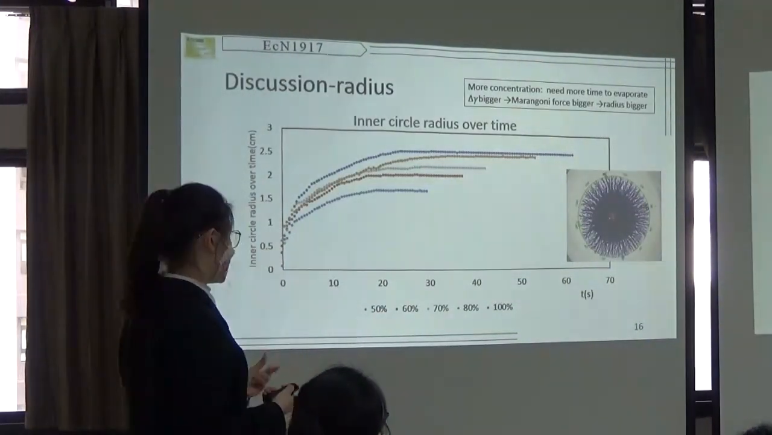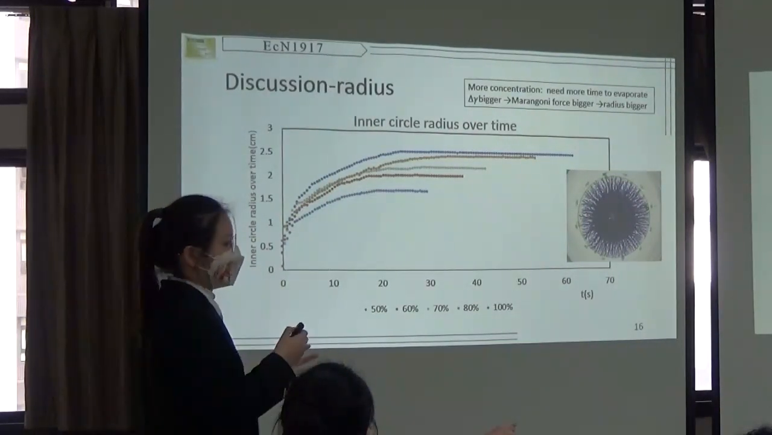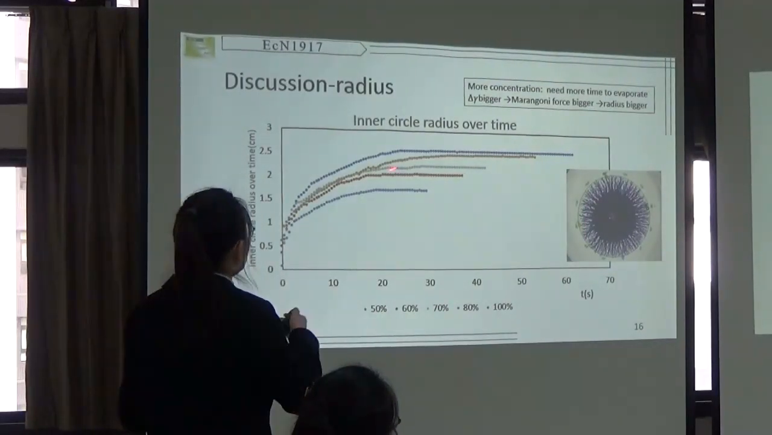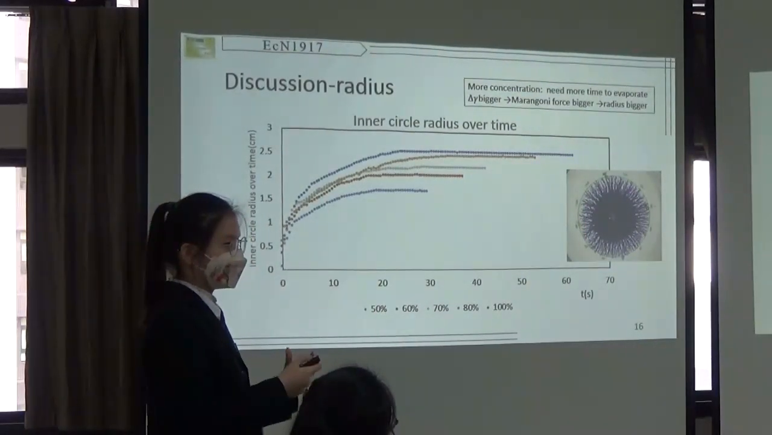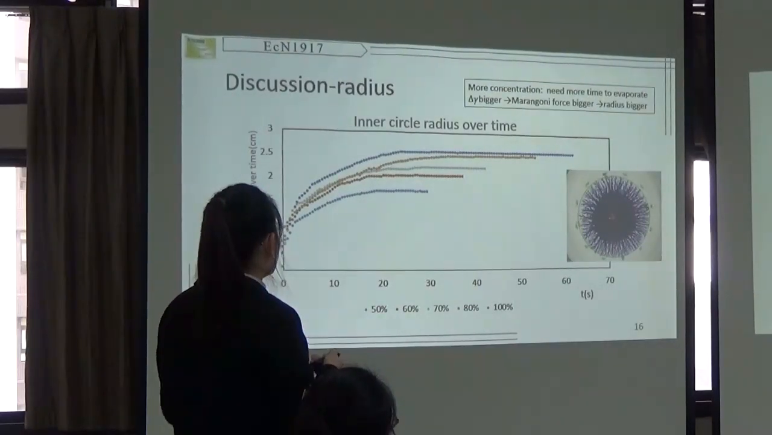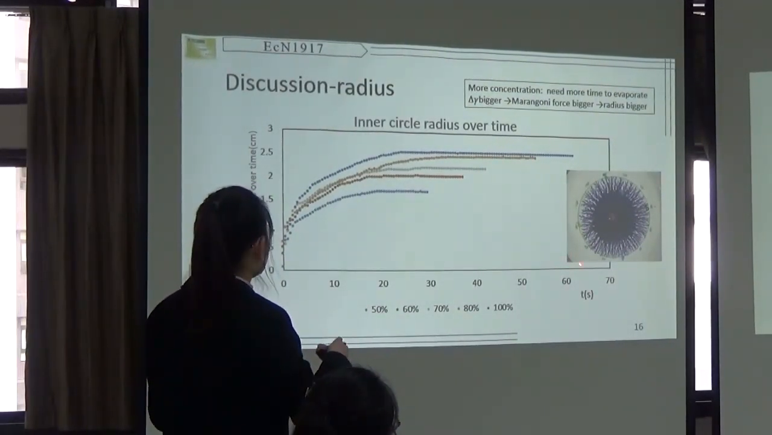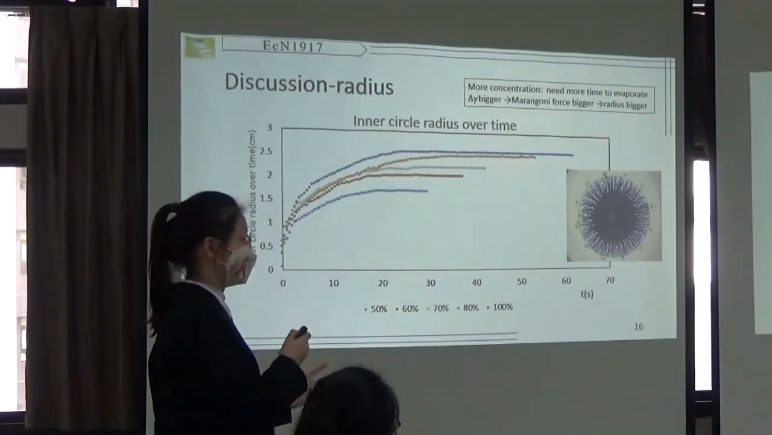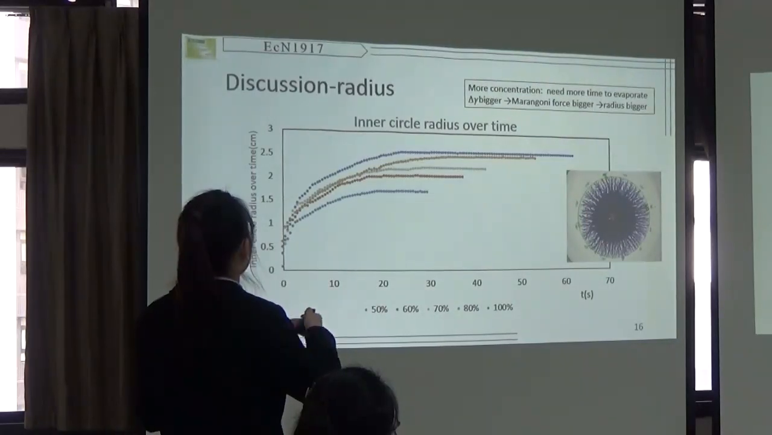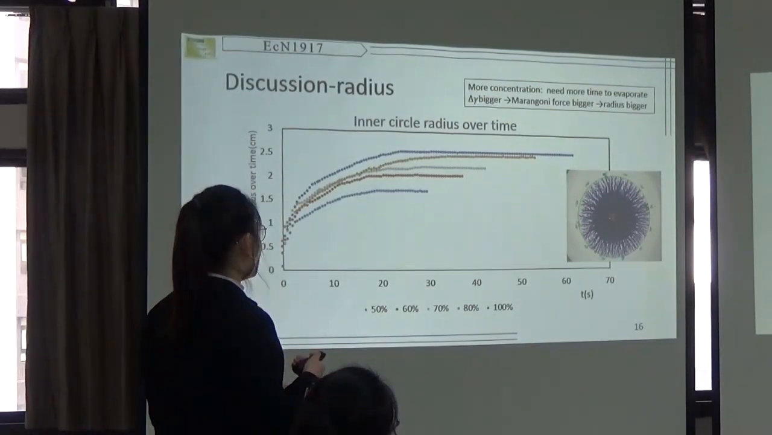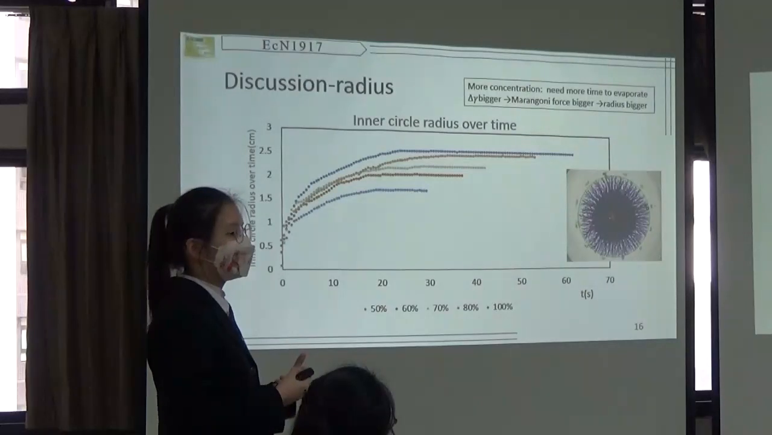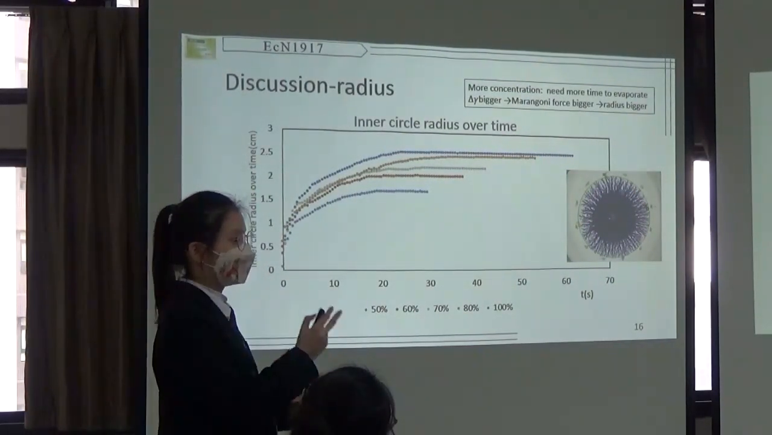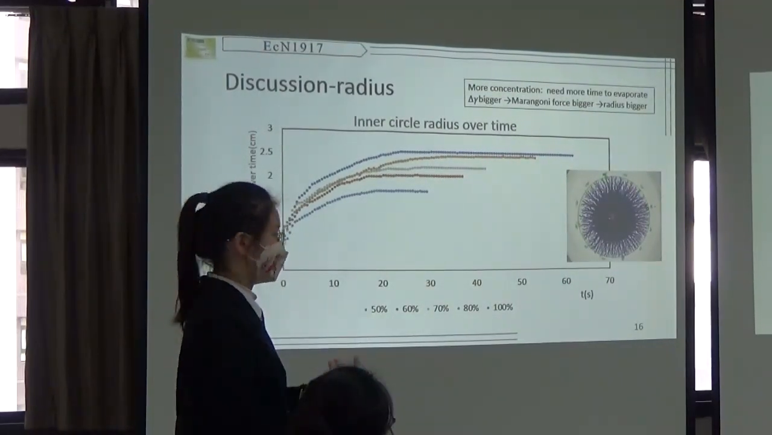And for the discussion of the fingers, at first the Marangoni force is bigger, and then the viscous force equals the Marangoni force, so they will just simply stop. Here we can see that as concentration increases, the radius will be bigger, the maximum inner circle radius will be bigger, and the time consumed will also be bigger, because with more concentration they need more time to evaporate. The surface tension gradient will be bigger, so the Marangoni force will be bigger, so the radius will be bigger.